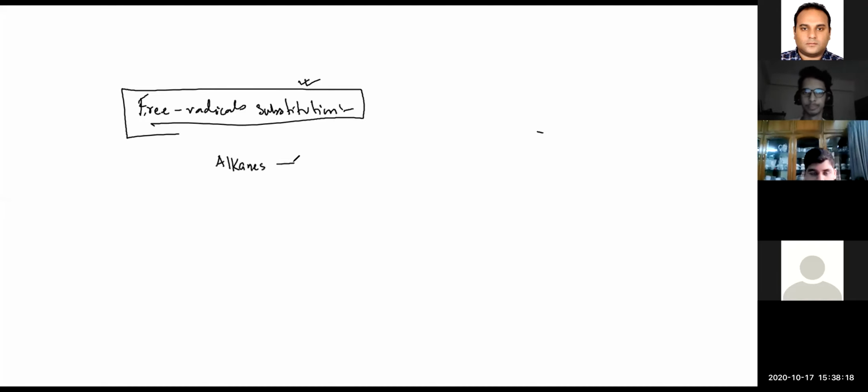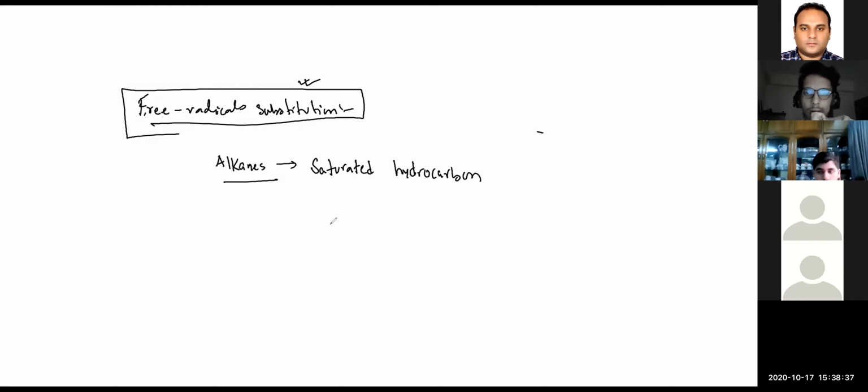So alkanes are what type of compound? What type of organic compound? Saturated hydrocarbon. Why is it saturated? Carbon-carbon single bond, because it has the maximum number of hydrogens, exactly. So here there is no way you can add any more hydrogen.